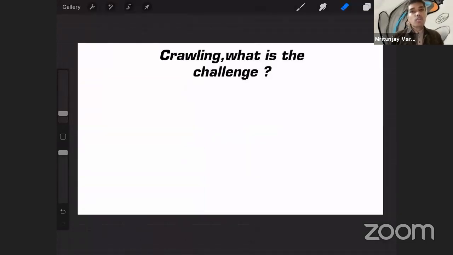So yeah, what is scratchy drawing? You can call it scratchy lines or messy lines, whatever feels best to you. But what is it, and what is the challenge with it?